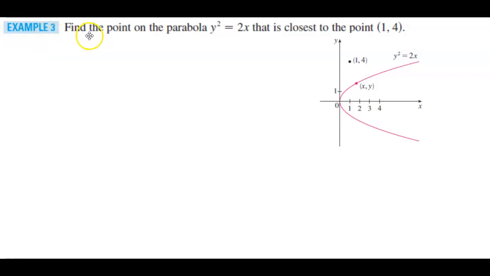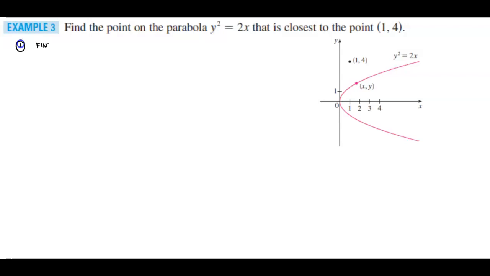Example 3. Find the point on the parabola y squared is equal to 2x that is closest to the point (1, 4). So if we draw the parabola, here's our parabola y squared equals 2x. We have the point (1, 4), and we want to find the point that is closest to (1, 4). We can call this point (x, y). So the first thing we need to do is find the distance.